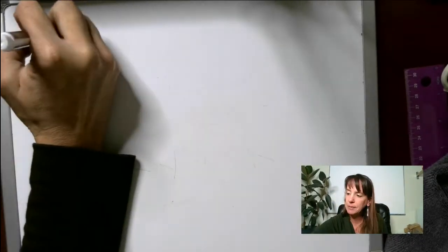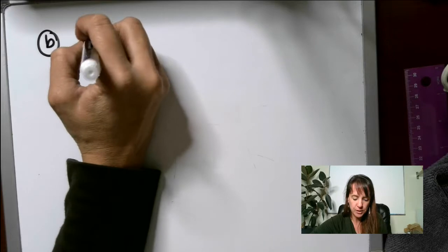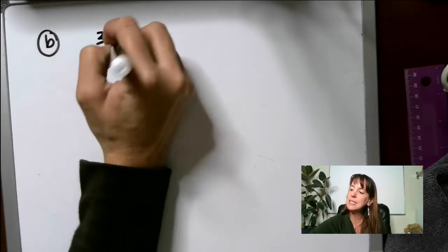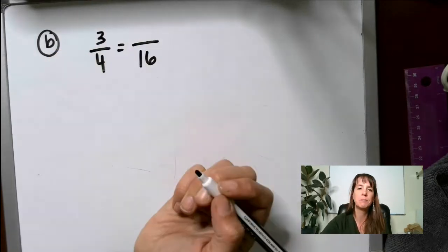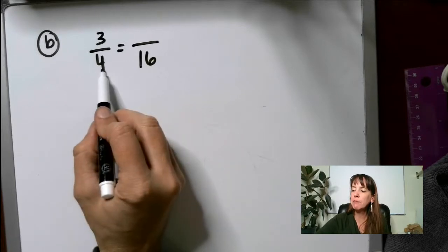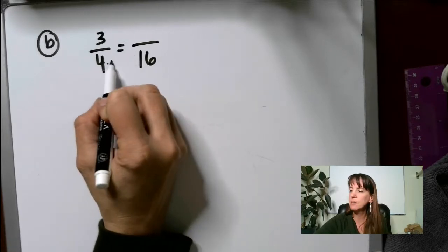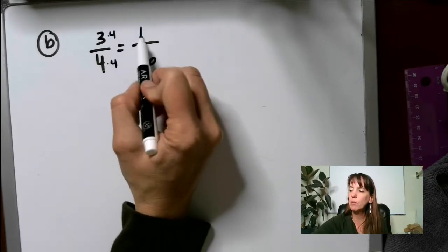For B, find an equivalent fraction for 3/4 that has a denominator of 16. Okay? Well, what do I need to multiply 4 by to get 16? Times 4. Times this by 4, we get 12.